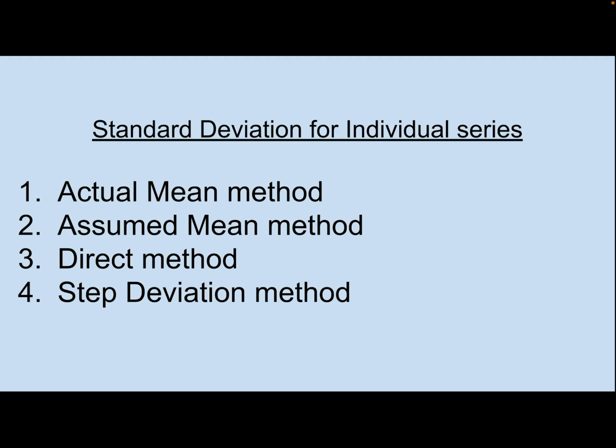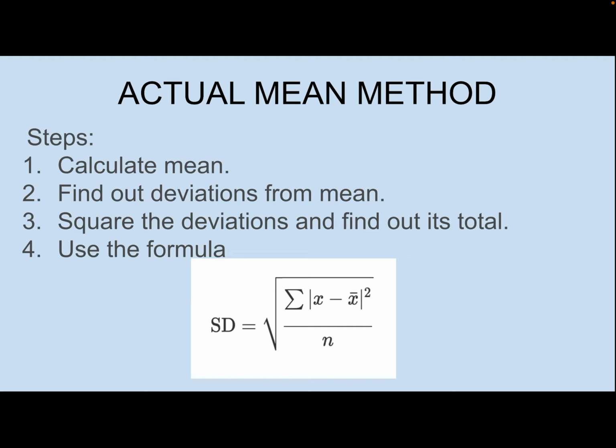We are starting with the numerical portion, and first of all we have 4 methods to calculate standard deviation for individual series: actual mean method, assumed mean method, direct method and step deviation method. Let's start with actual mean method.